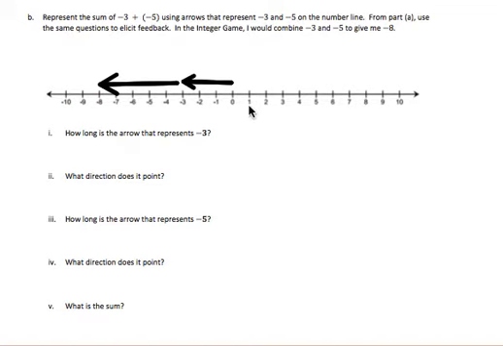The arrow that represents -3 is 3 units long, and it points to the left. The arrow that represents the -5 is 5 units long, and it also points to the left. So our sum is -8. If we were going to represent the sum using an arrow, our arrow would be 8 units long, and it would point in the left direction. Because both of our arrows are pointing left, we would add those absolute values onto each other. And because everything is going left, our answer would always be negative.